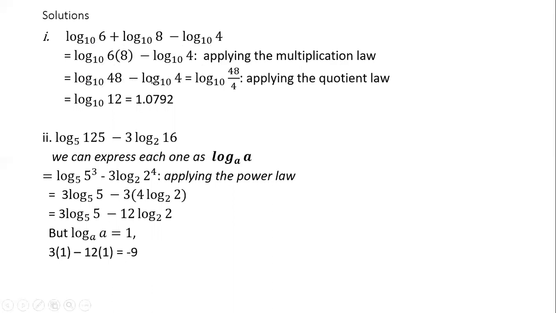So here we have to apply the quotient law. The 2 numbers are subtracted, so therefore we have to divide the numbers. And that will give us log base 10 of 48 over 4. By dividing 48 by 4, we now have log base 10 of 12. And by computing this with your calculator, the answer will be 1.0792. You can try it. If you have a calculator, you can find the individual terms, log base 10 of 6, of 8, of 4, and then subtract. You're going to get the same answer.